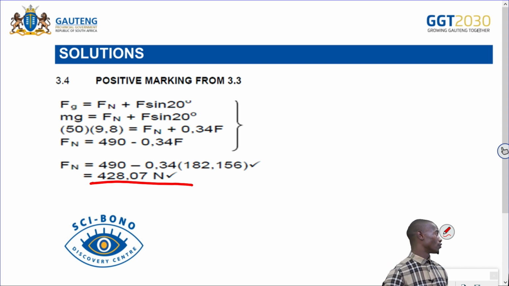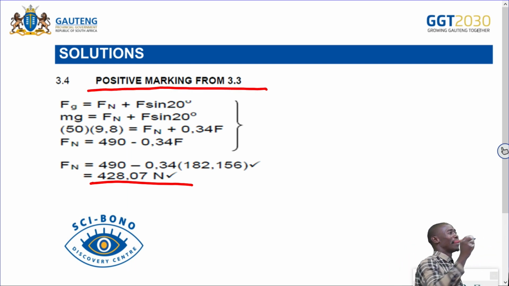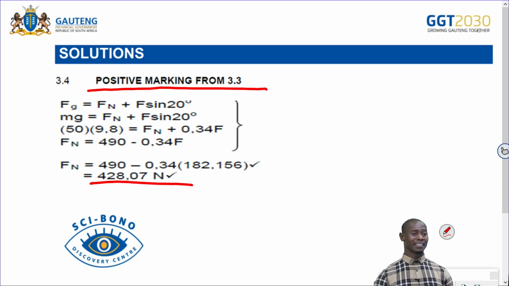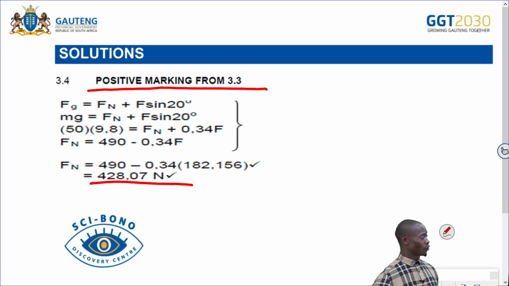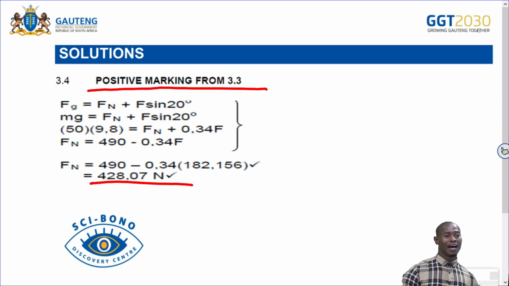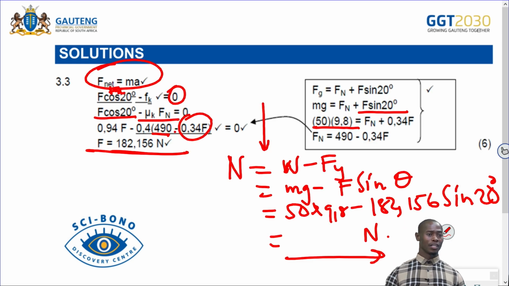And what they got here is 428.07 what? Newtons. You can see here they're saying positive marking from the previous what? Question. So continue with that answer, then we'll get all the marks here. Yes, we'll lose the marks for the previous question, but for this question you must get all the marks because you've used the answer that you got before.